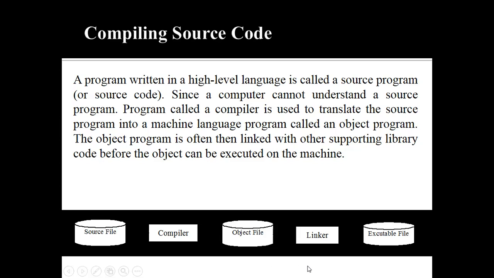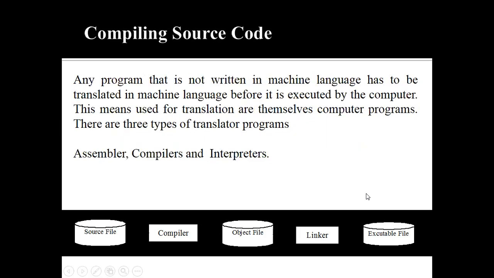Then this object file is linked by the linker to the executable file, and then the computer will execute it for a specific function. Any program that is not written in machine language has to be translated into machine language before it is executed by the computer. This means the tools used for translation are themselves computer programs. There are three types of translator programs: assemblers, compilers, and interpreters.